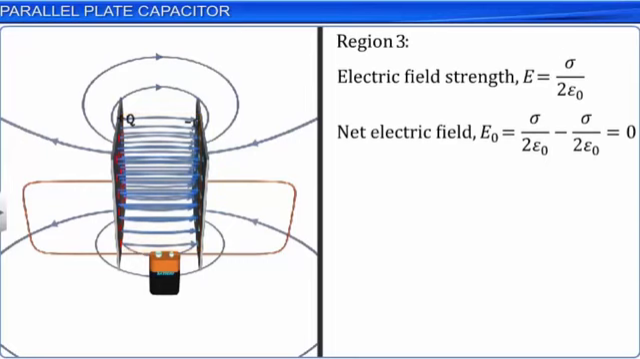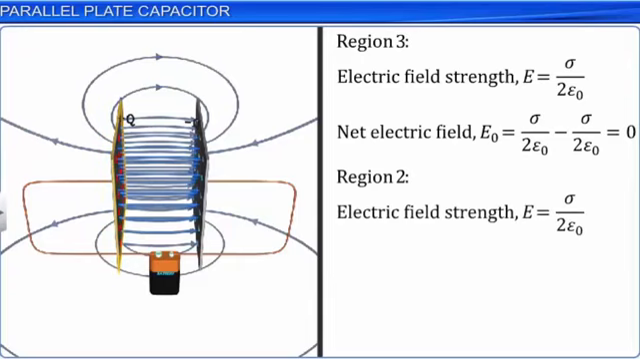In region 2, we see that due to the positive plate of the capacitor, the electric field strength E is equal to sigma by 2 epsilon naught, and directed away from the positive plate and towards the right. We also see that due to the negative plate of the capacitor, the electric field strength E is equal to sigma by 2 epsilon naught, and directed towards the negative plate and towards the right. The region 2, which is in between the plates, has two electric fields of equal magnitude, sigma by 2 epsilon naught, which are both pointing towards the right.